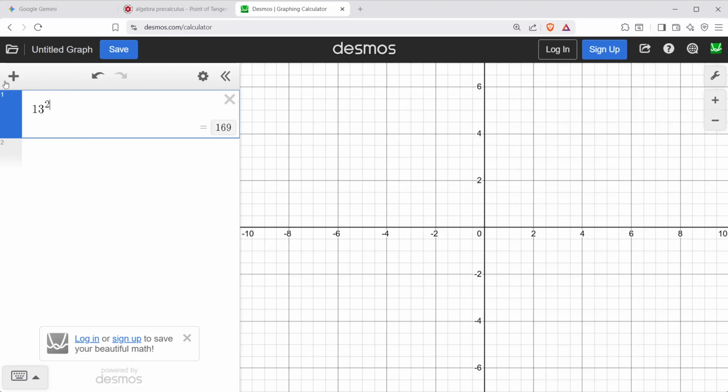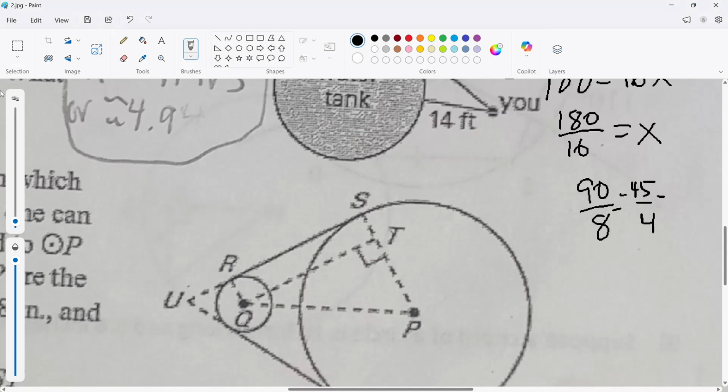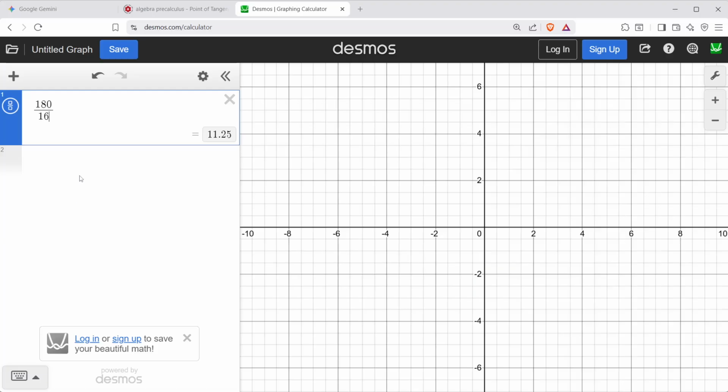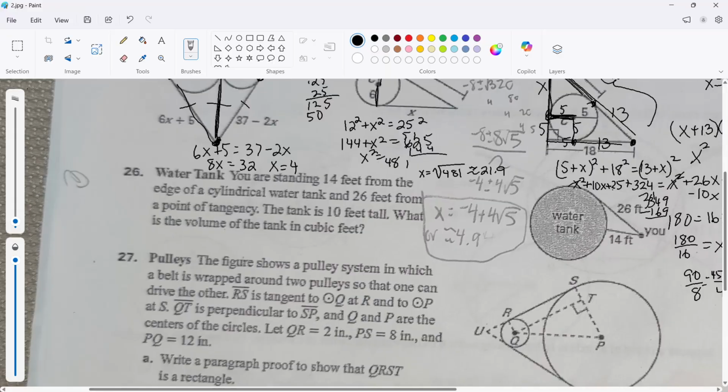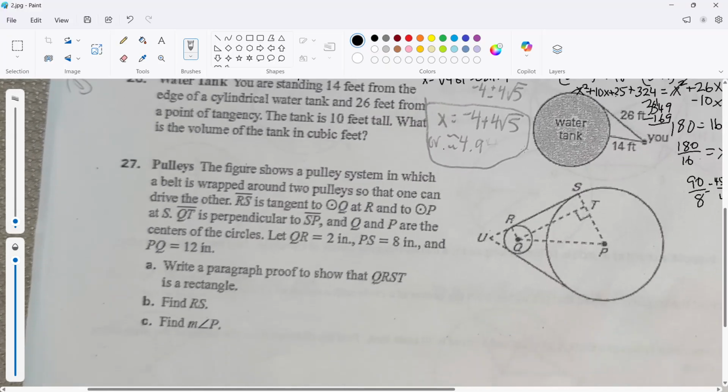But what is 180 over 16? It's exactly 11.25. So x is 11.25. Let me just make sure my 45 over 4. Yeah, same thing. Okay, so there's that one. I'll do either one of 26 or 27.